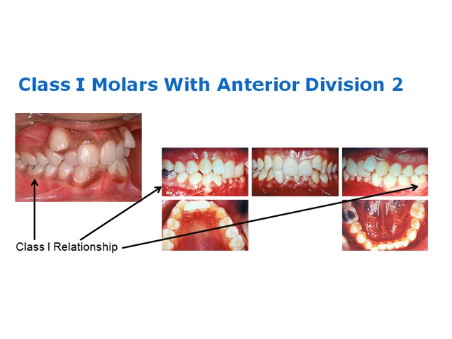Here are some pictures of class 1 molars with anterior division 2. You can see the class 1 molar relationship, but here the anterior teeth are tipped back. This square appearance of the maxilla is very typical of a division 2. Also, this flaring of laterals with a lingual tipping of centrals is also quite typical in appearance of a division 2.